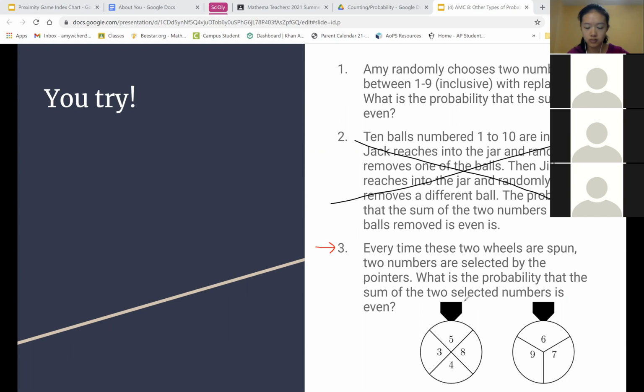Would there be like 3 times 4 ways? Yes, there would be a total of 3 times 4 ways, so 12 ways in total.